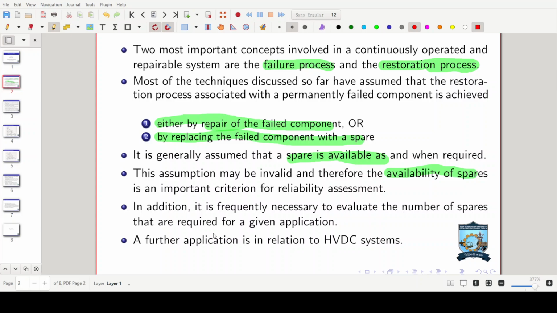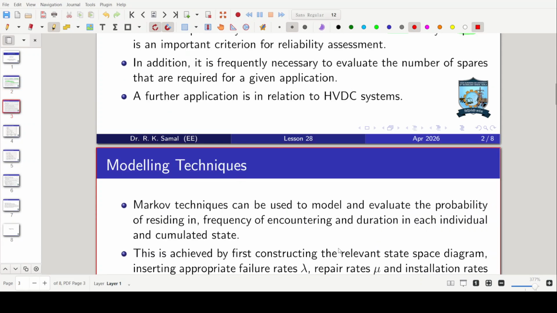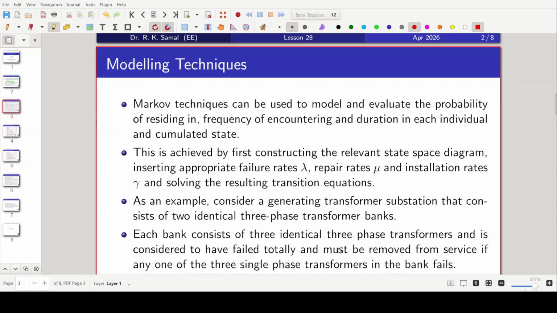A further application is in relation to the HVDC systems, which we are not going to see. It is not in your syllabus. So how to model the availability of spares? So what is the objective now? You have understood. The objective of this lesson is the availability of spares.